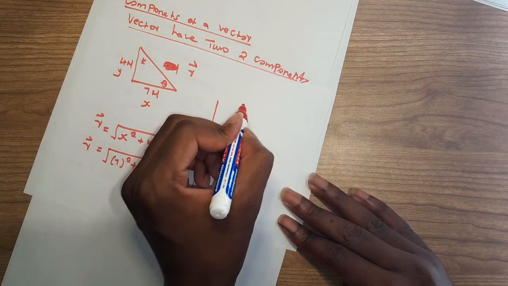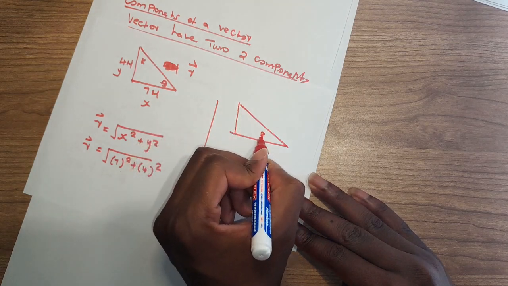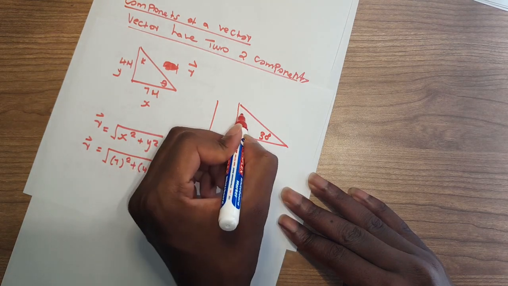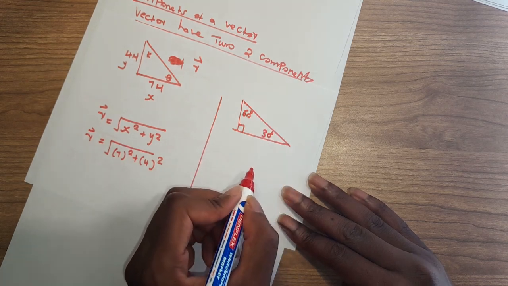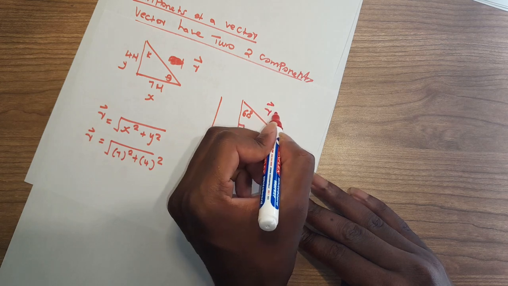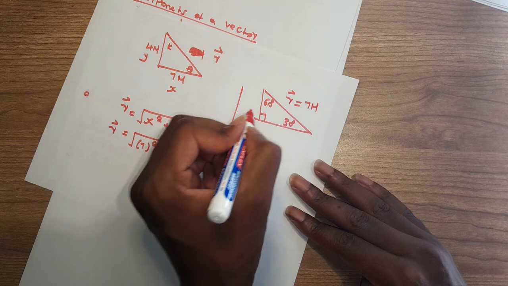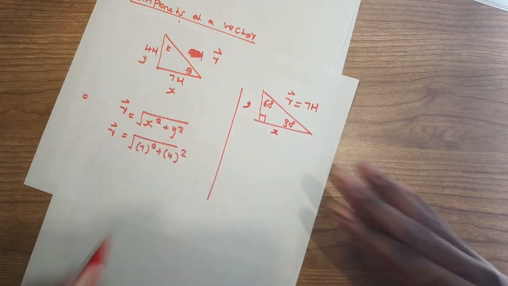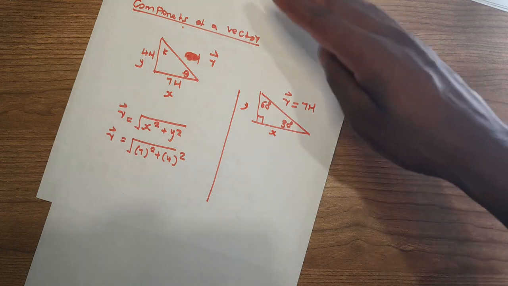Let's try to find another clue. Let's say at this point, you are given this as 30 degrees. This is your 90, this is your 60 degrees. And you are being told that r is equal to 7 newtons. And they say, find the x and y component. How do you do it? How do you find the x and y component?